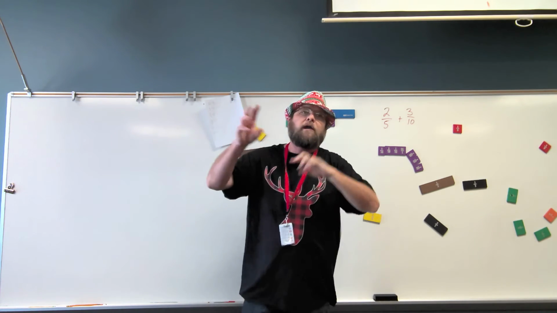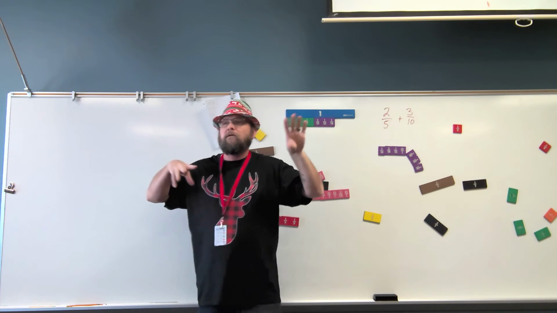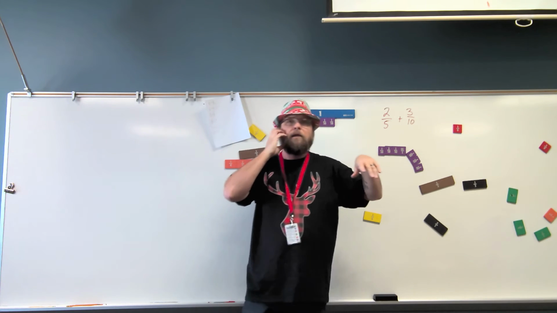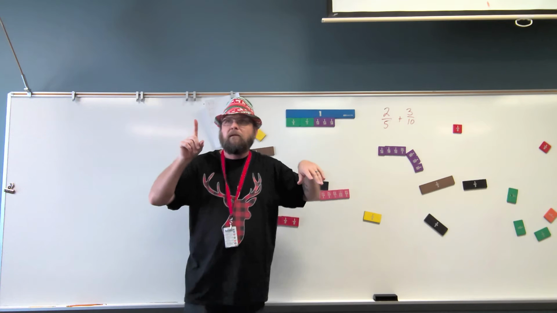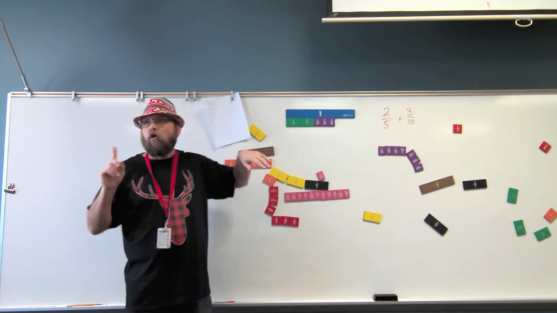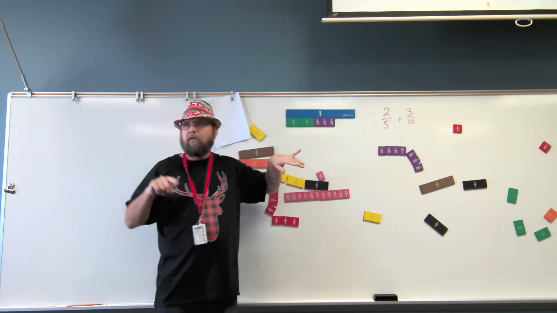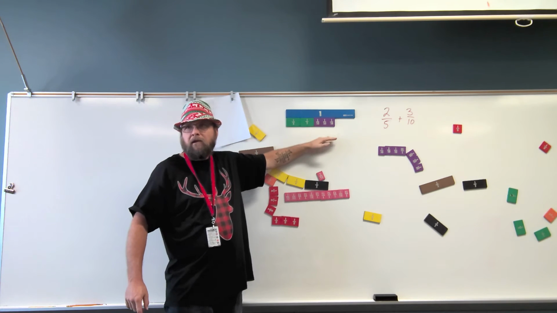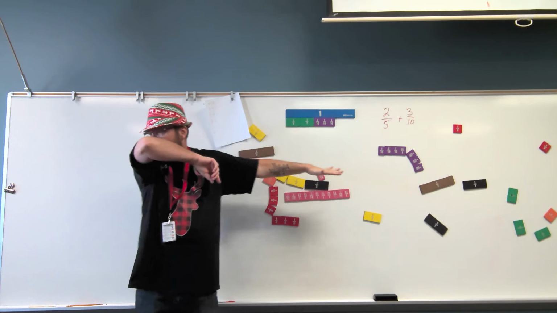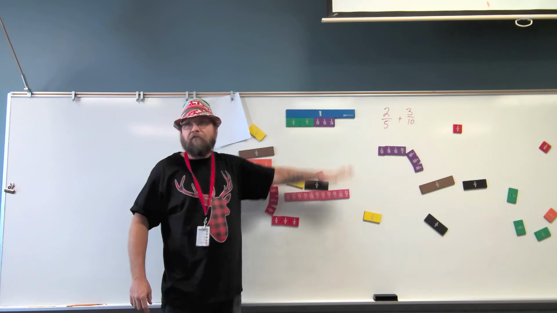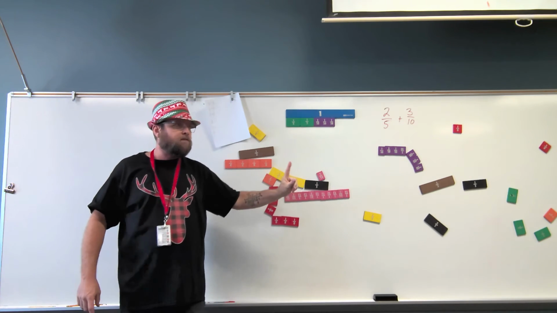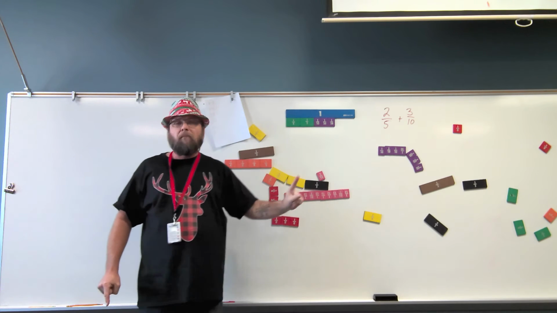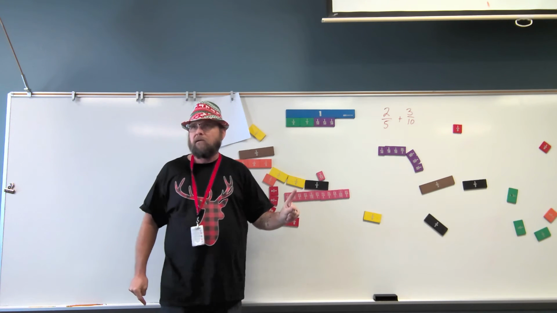Now, how many of you tried a whole bunch of different ones before you got there? All right. Now let's go back and think. It has to be a multiple of both what? Both denominators, 5 and 10. We only have one set of fraction pieces that is a multiple of both 5 and 10.